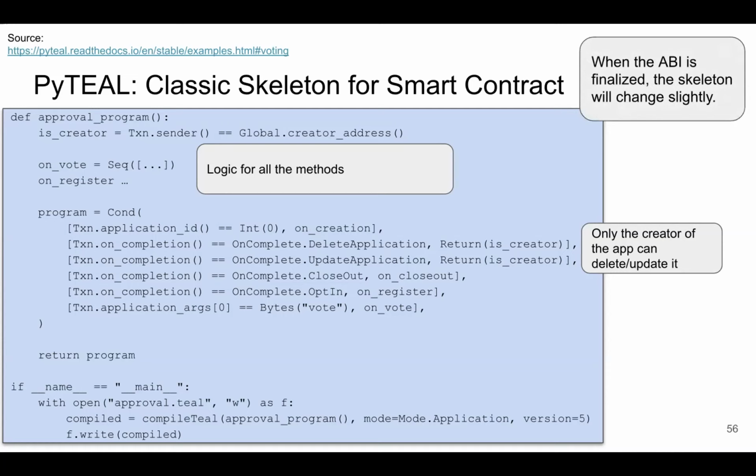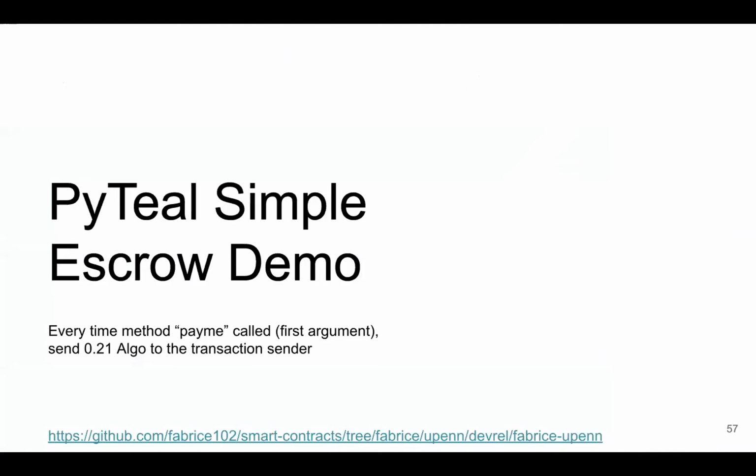This is the skeleton before the ABI is finalized, but that doesn't really apply to you. You can forget about this.